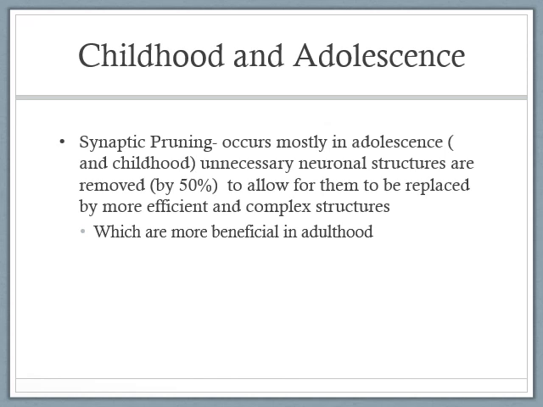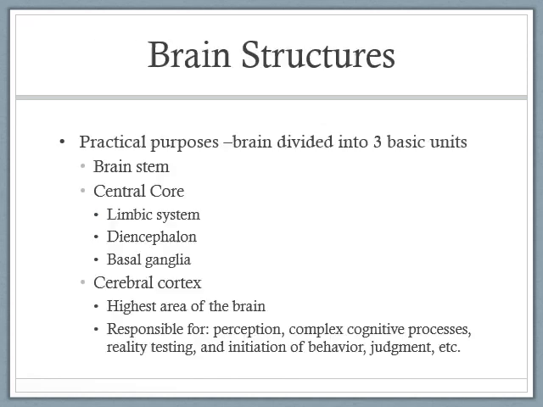Next is synaptic pruning, and I want to talk about this because we will talk about this in later modules. Synaptic pruning occurs mostly in adolescence and childhood. It is when unnecessary neuronal structures are removed by 50%, which allows for them to be replaced with more efficient and complex structures. So it's more beneficial in adulthood to have the synaptic pruning take place. And there are some disorders that are thought to be the results of dysfunction or non-efficient synaptic pruning that took place in childhood and adolescence.